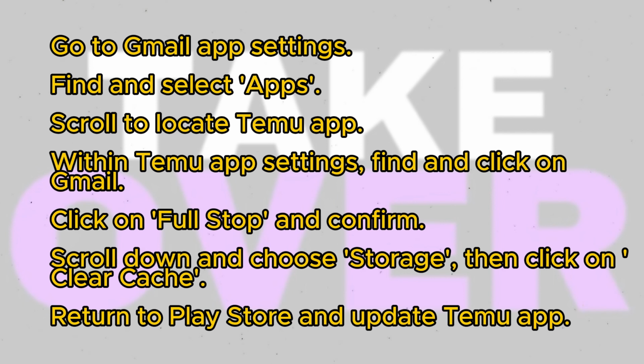Next, locate the Temu app within the list displayed. Keep scrolling until you find it. Once found, click on it to select. Within the Temu app settings, locate and click on the Gmail option.